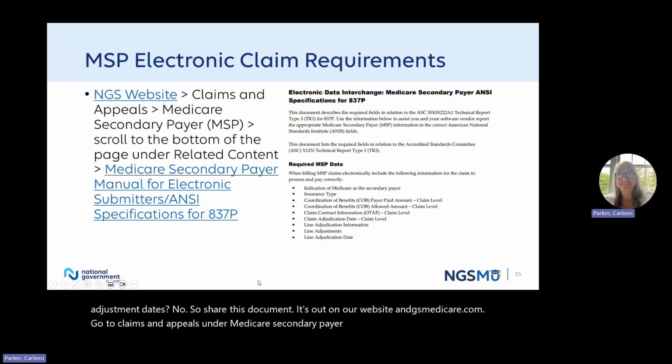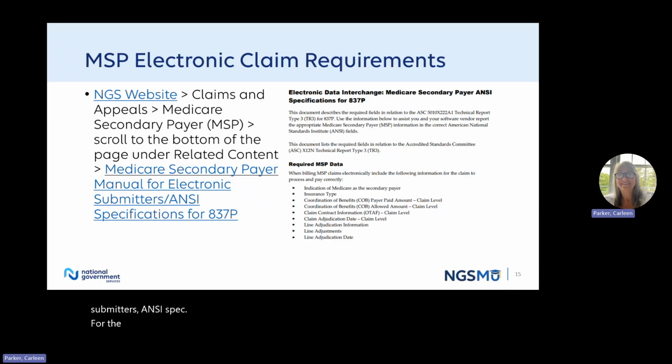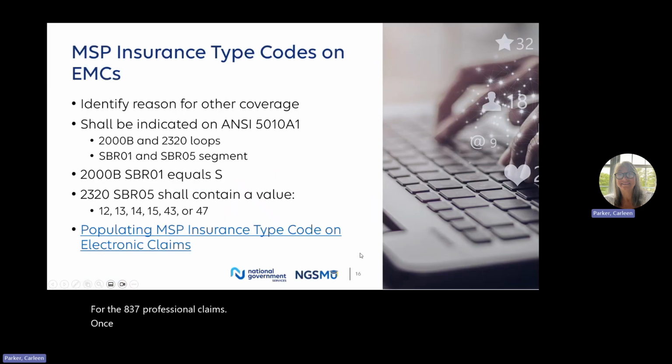Scroll down to the bottom of the page, and you're going to see the Medicare Secondary Payer Manual for electronic submitters, ANSI specifications for the 837 professional claims. Once again, share this with your vendor, your clearinghouse, and your representative.